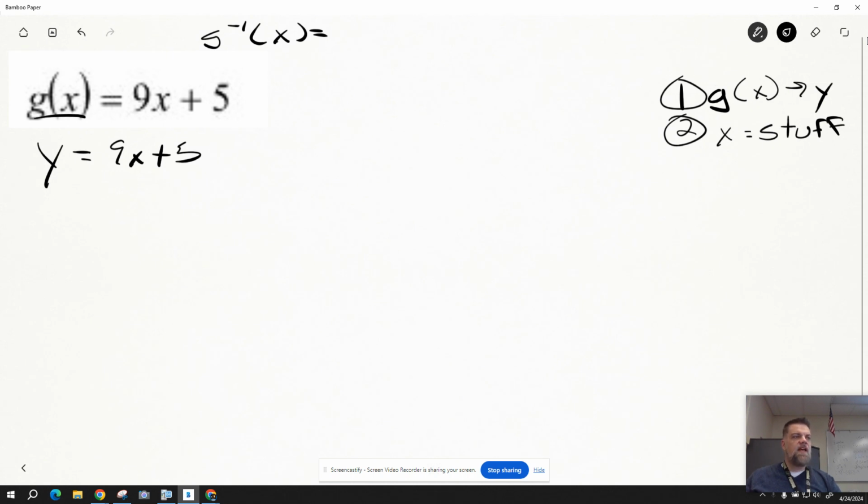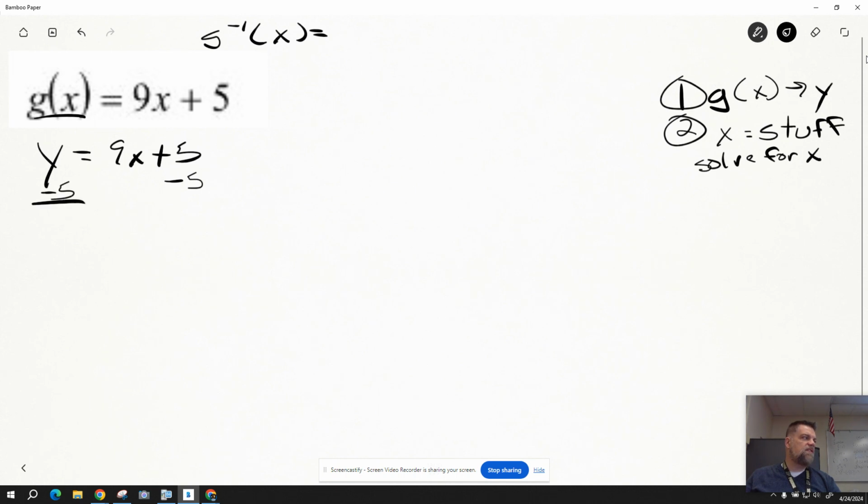Next we would say x equals some stuff. Now I hope that you guys realize that when I say x equals some stuff, I mean solve for x. In other words, you have to get x by itself and all the other stuff on the other side of the equal sign. So let's start that process.